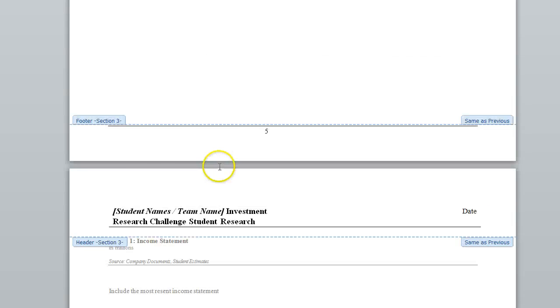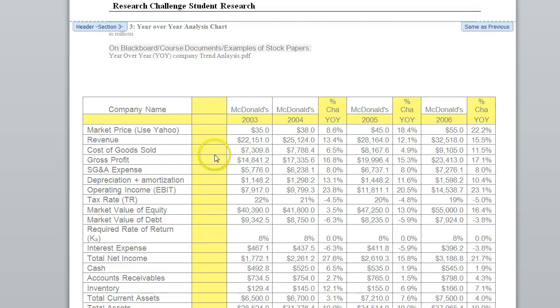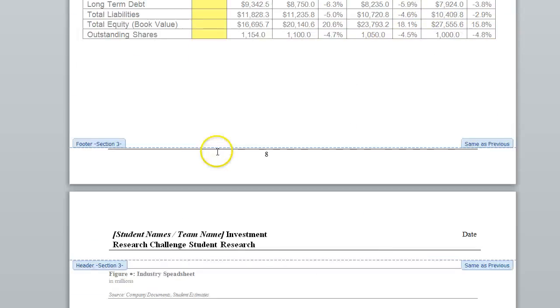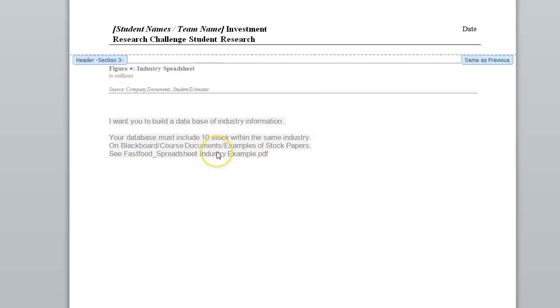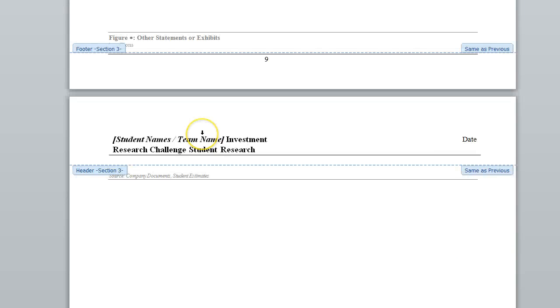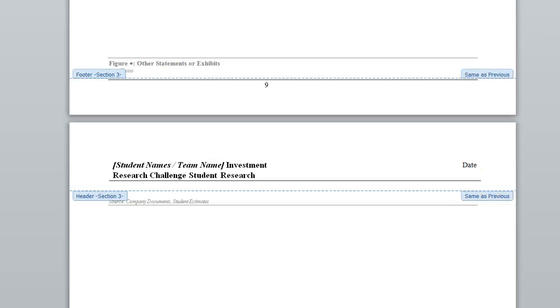Your year-over-year analysis and your industry analysis. Actually, you don't need to attach, I don't think you need to attach your industry analysis. Yes, you do, the industry spreadsheet. I do want that as well. And then you want to tailor it. Okay. Yeah, that's about it.